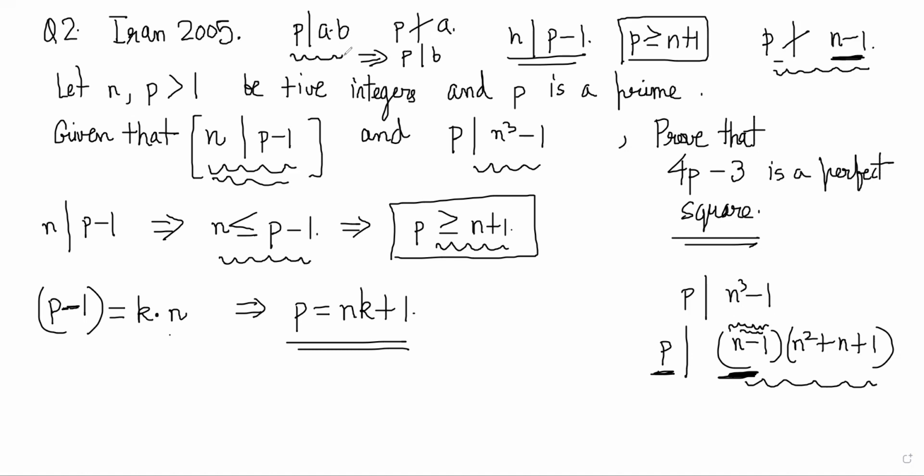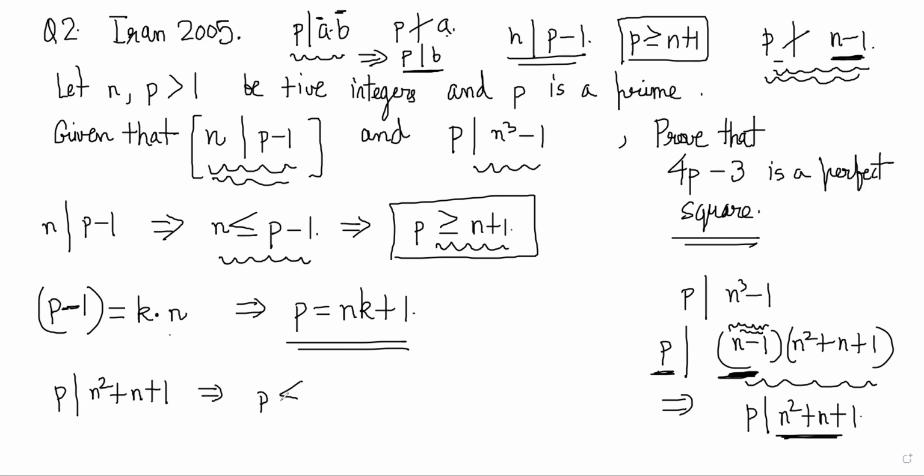I hope you understand what I'm saying. P divides the product of two numbers and P does not divide A. That means P divides B. So from here, we know that P does not divide n minus 1. So that implies P divides n square plus n plus 1, right? So we know that P divides n square plus n plus 1, which implies P is less than or equal to n square plus n plus 1, right?